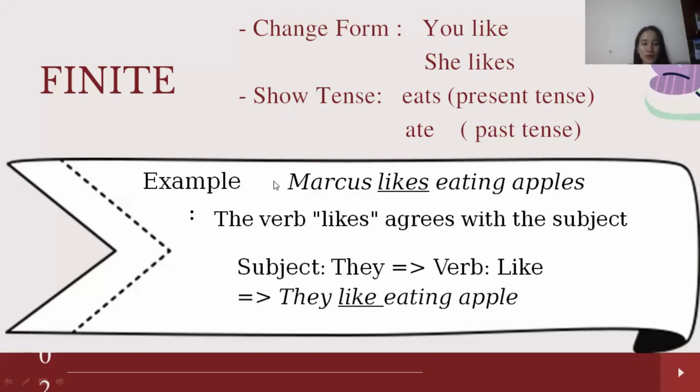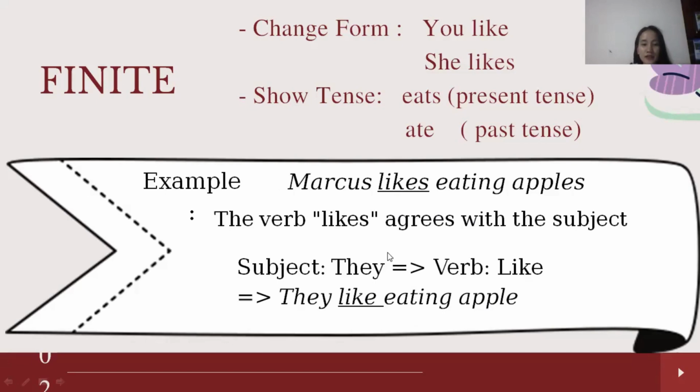So we have an example to illustrate the finite. "Marcus likes eating apples." So the verb likes agrees with the subject. Why? Because when we change the subject to "they," the verb will be "like." "They like apples." It's not "Marcus likes apples," but "they like apples."